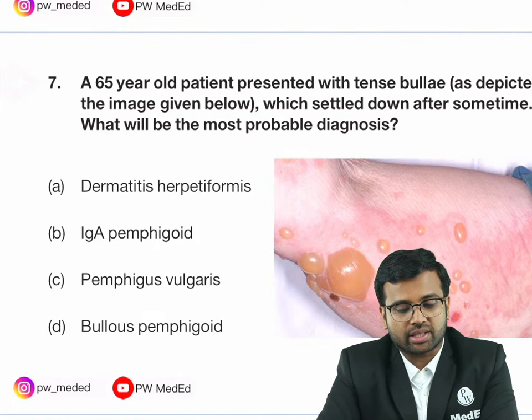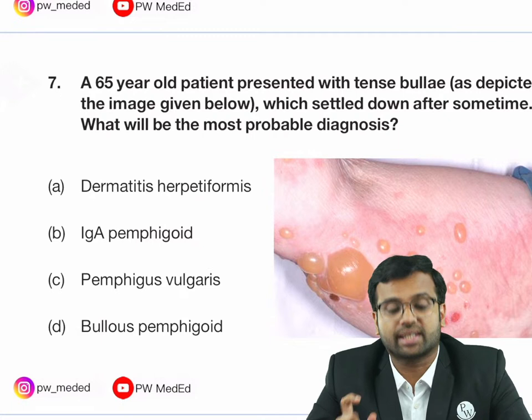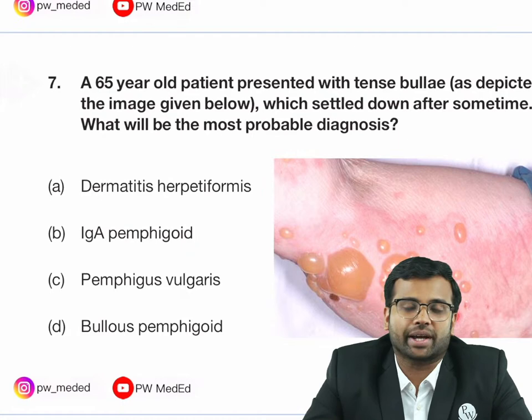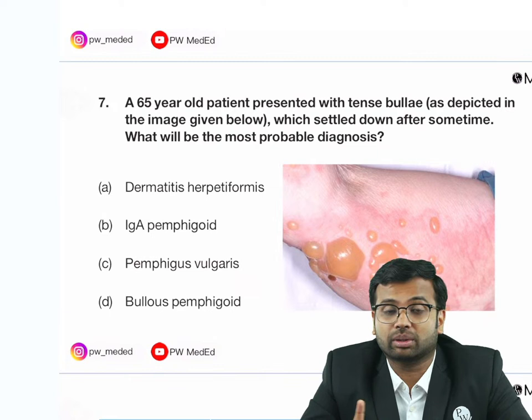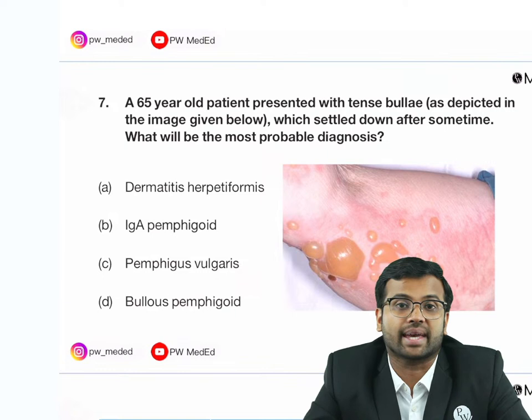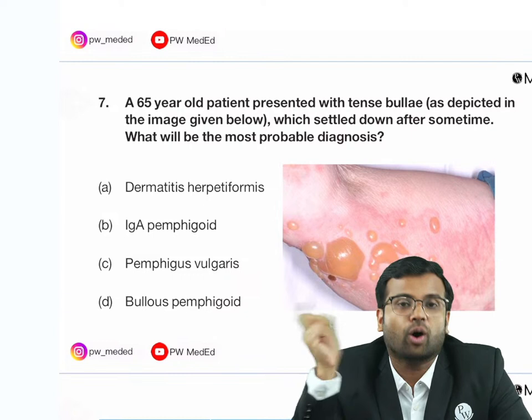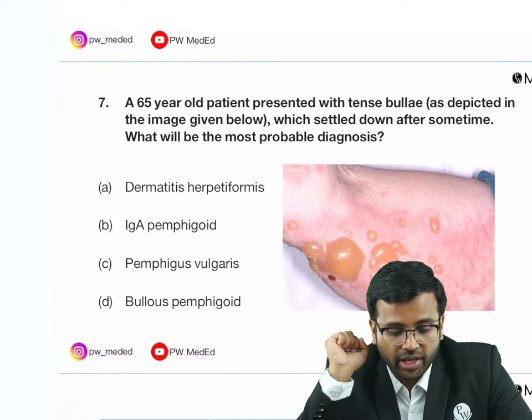Now this next question says that there is a 65-year-old patient presenting with a tense bulla which settled down after some time. So what is the probable diagnosis? So what do you see here? 65-year-old patient. And the biggest clue here: whenever you get a vesiculobullous disease, and if the MCQ is going to describe the type of bulla, it is going to describe the bulla as either a flaccid bulla, flaccid means which can break very easily, or it is going to describe as a tense bulla, which means it does not break very easily. So here you can see that this is mentioning a tense bulla.